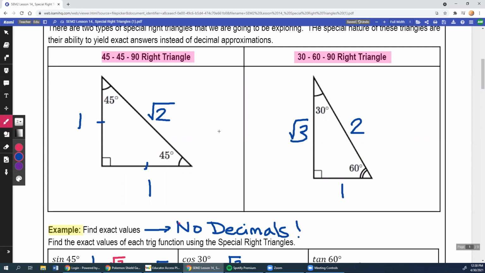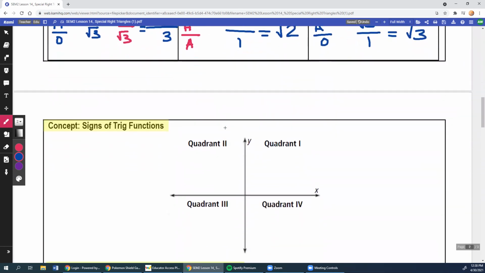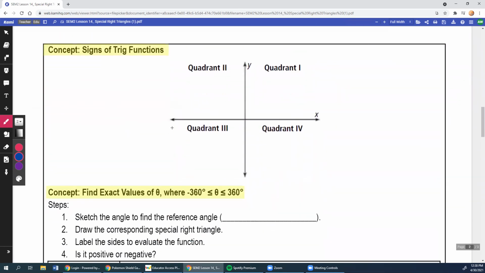So now that we have the basics of our special right triangles done and you know how to use them, we're now going to look at finding larger angles. And this is where our work from lesson 13 comes into play. First off, depending on which quadrant your angles land in, that's going to tell you if your function is going to be positive or negative.